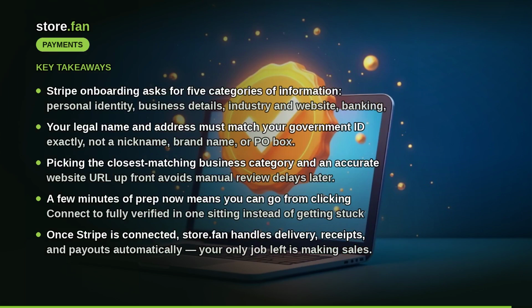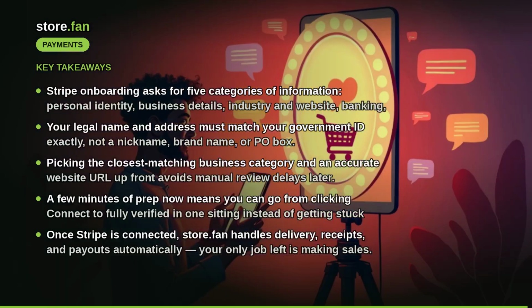Your legal name and address must match your government ID exactly, not a nickname, brand name, or PO box. Picking the closest matching business category and an accurate website URL up front avoids manual review delays later. A few minutes of prep now means you can go from clicking connect to fully verified in one sitting instead of getting stuck mid-form.